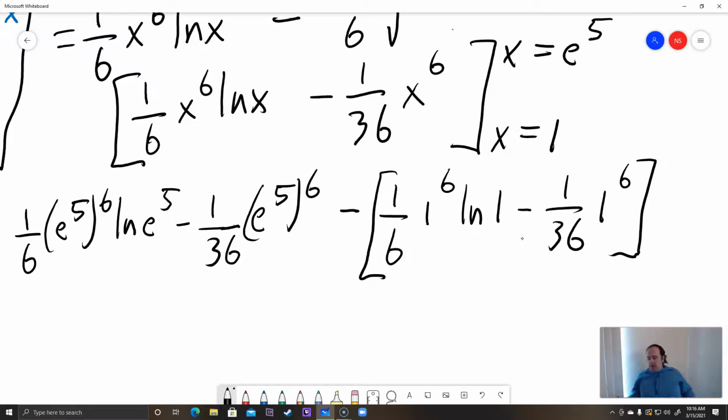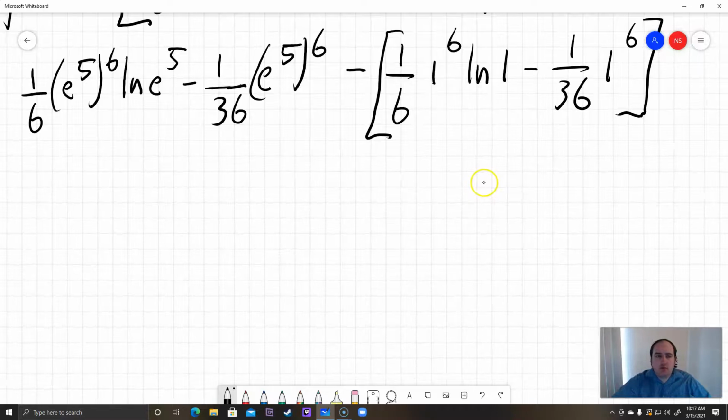I know that's a lot, and notice that I put brackets around this second part. That's because I know there's a minus here, so we're going to have to distribute the minus to each of those terms. So that was just plugging in the top number and the bottom number and subtracting. And then we can simplify this.